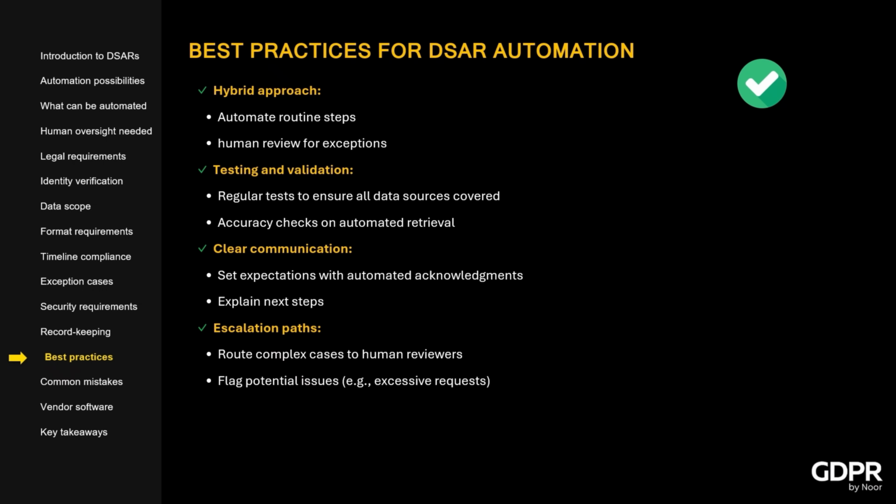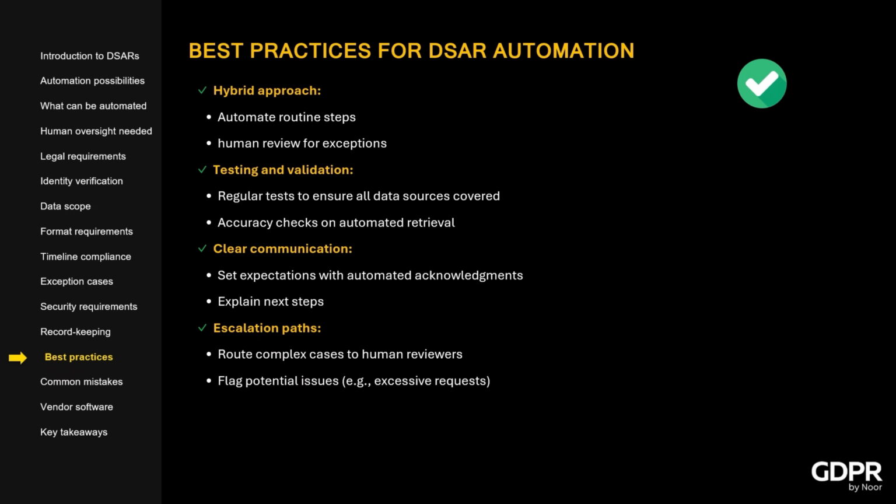Best practice for DSAR automation. Use a hybrid model. Automate routine steps but send exceptions to a human reviewer. Automation handles most of the work. Humans handle judgment calls. Test regularly. Systems change over time. Validate that automation still retrieves data from all sources and remains accurate.